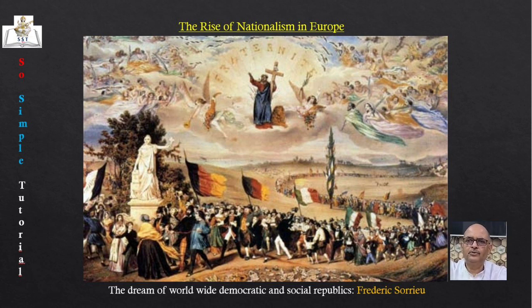So the painting of Sorrieu symbolizes the end of absolutist institutions like monarchy and dictatorship and represents the coming in of ideas like liberty, republic, representative government, etc. The picture of Sorrieu, students, is rightly placed in the introduction since this lesson deals with many issues visualized by him.